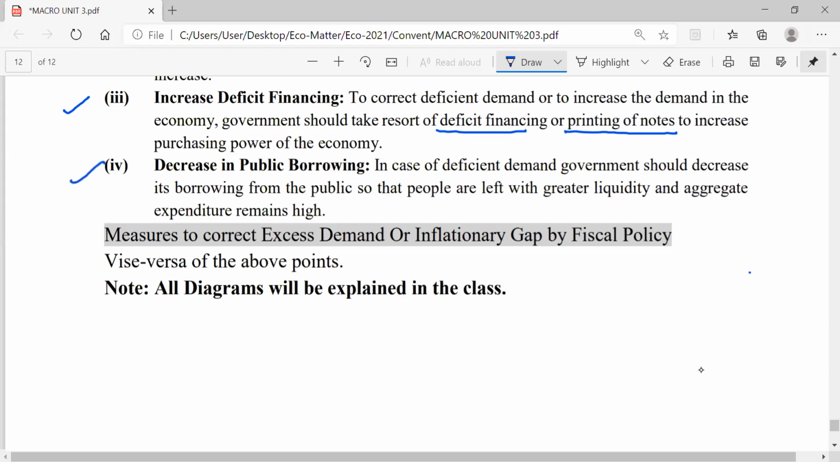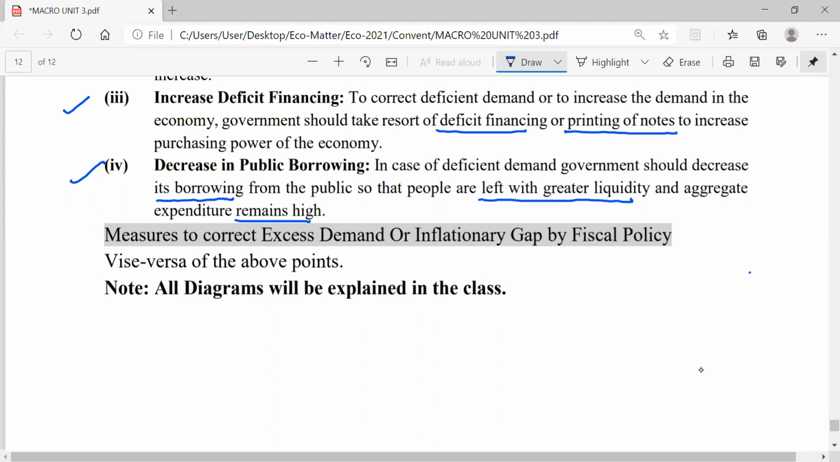And the last one is decrease in public borrowing. So I just told you that government should decrease its public borrowing. How will it help? In case of deficit demand, government should decrease its borrowing from the public so that people are left with greater liquidity and aggregate demand expenditure remains high. So it means you will have more money with yourself to increase your consumption. So these were the points for deficit demand.